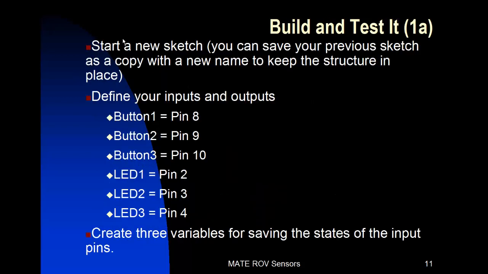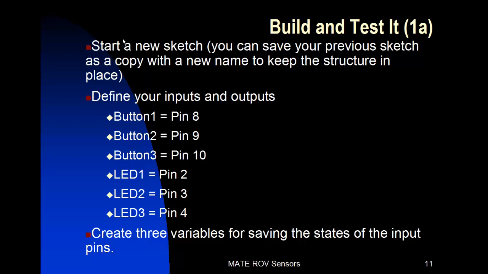So you'll want to start a new sketch, and the easiest way to do that is to save your previous sketch as a copy with a new name, so you can keep the structure of the setup and the declaration and the loop program in there, and give yourself a starting point rather than having to start from scratch.